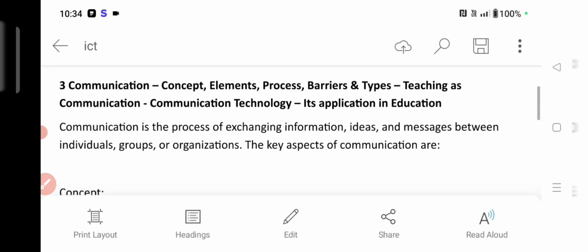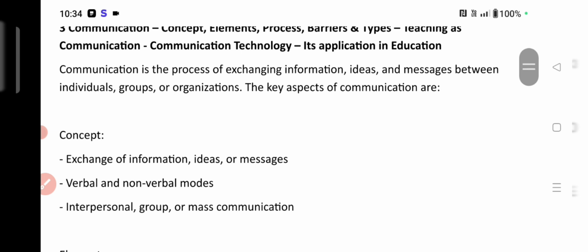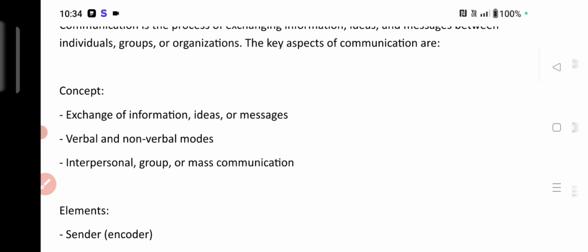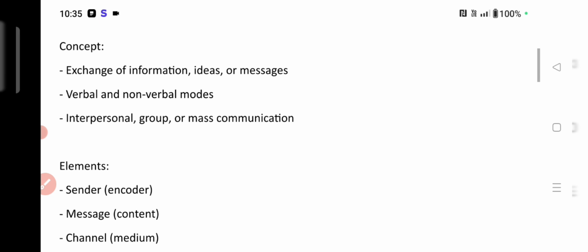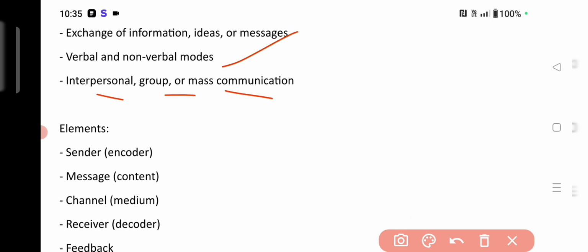The next one is communication. This topic we have learned in previous academics: the concept, the barriers, and the benefits of communication technology. Here we are also learning the same concept. Communication is exchanging information, ideas, and messages between two or more people, through verbal and non-verbal modes. It can be interpersonal, group, or mass communication.